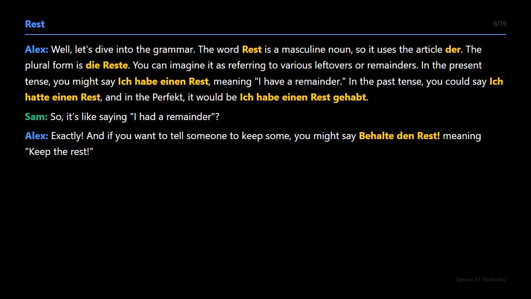In the past tense, you could say, Ich hatte einen Rest, and in the perfect, it would be, Ich habe einen Rest gehabt. So, it's like saying I had a remainder. Exactly. And if you want to tell someone to keep some, you might say, Behalte den Rest, meaning keep the rest. That's really helpful.